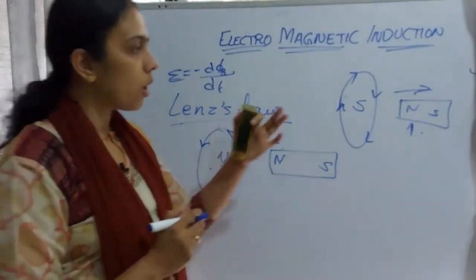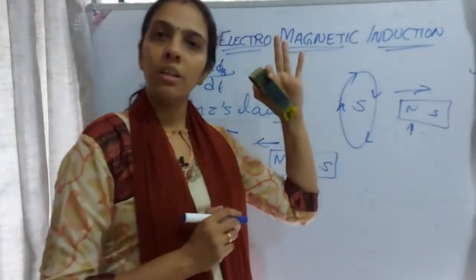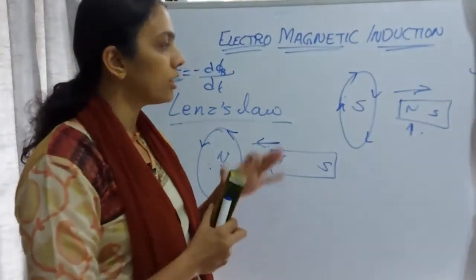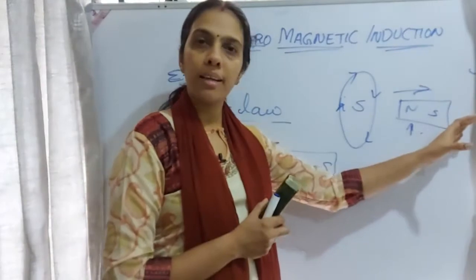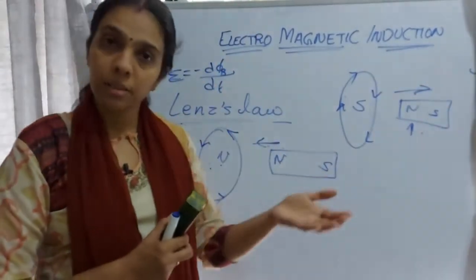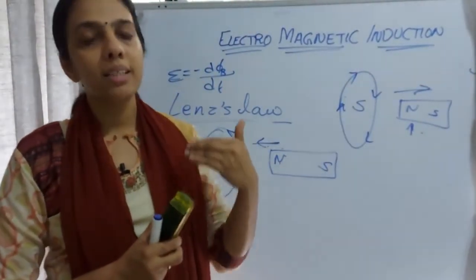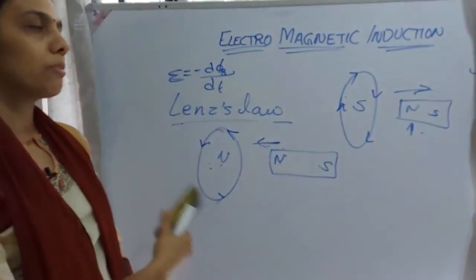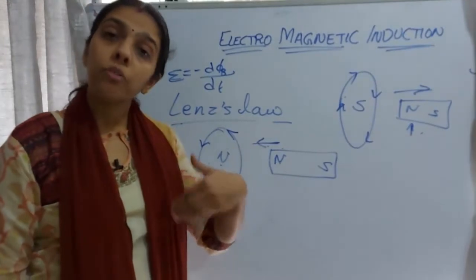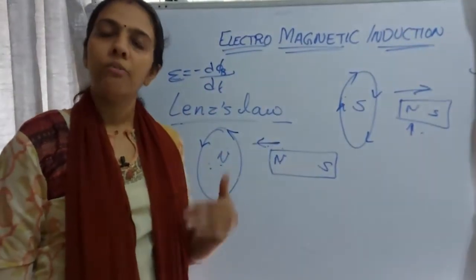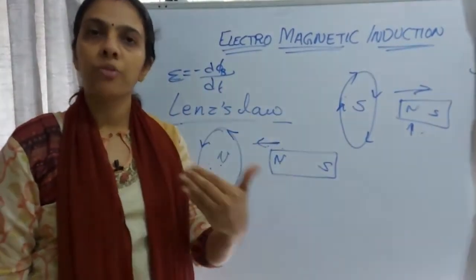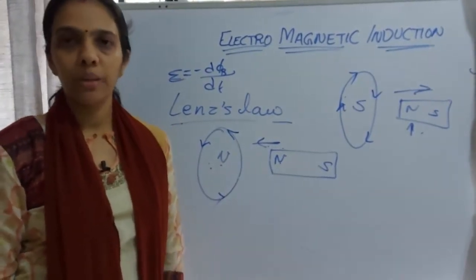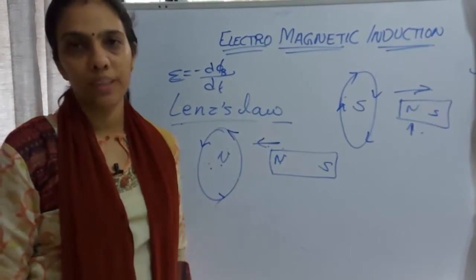It's not compulsory that we should always move the magnet. We can move the coil also. If we take the coil near to the magnet and away from the magnet, inside the coil the magnetic flux linked with the circuit is changing, so EMF will be induced. The number of turns of the coil we can vary. If we increase or decrease the number of turns, the induced EMF will change.